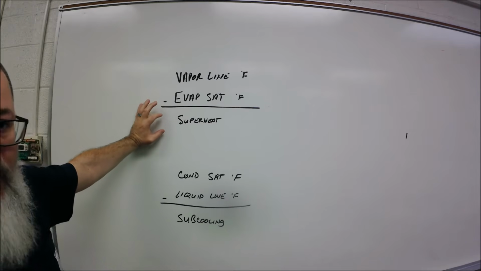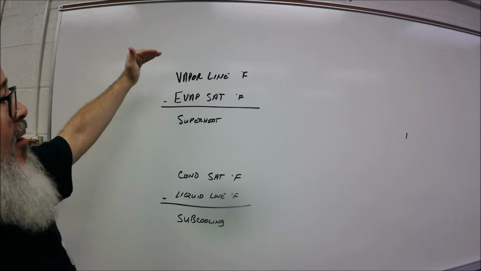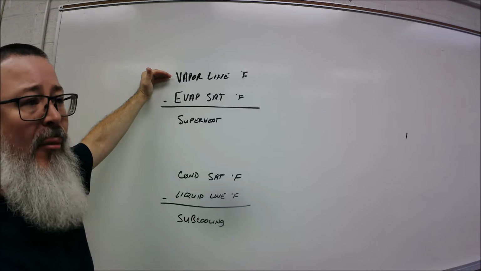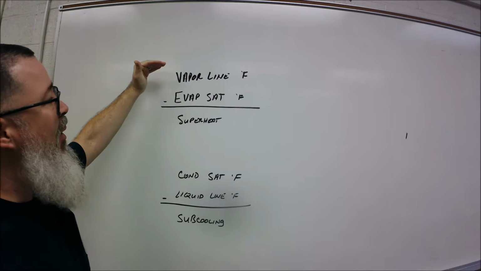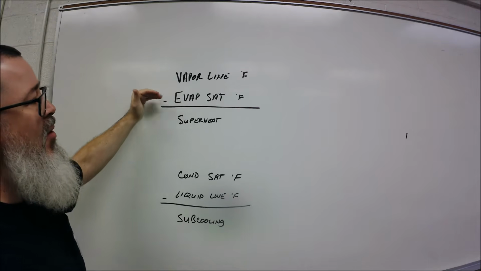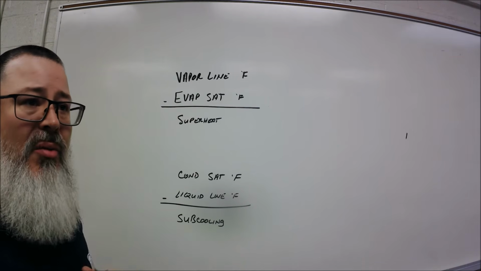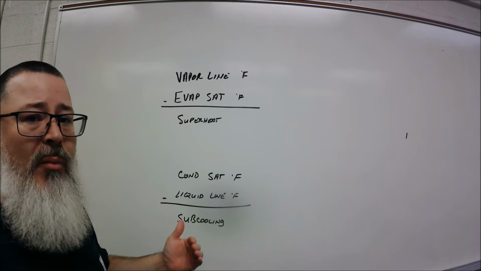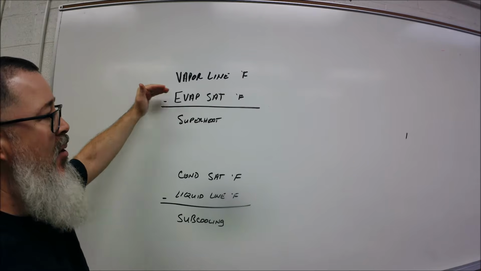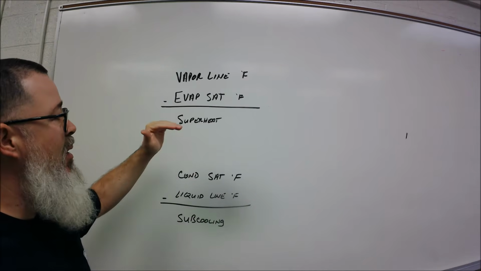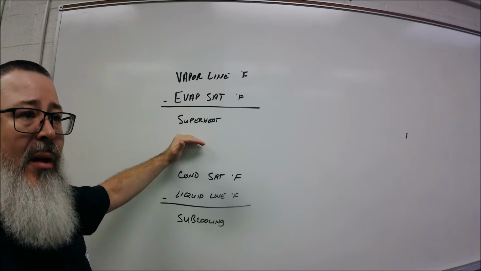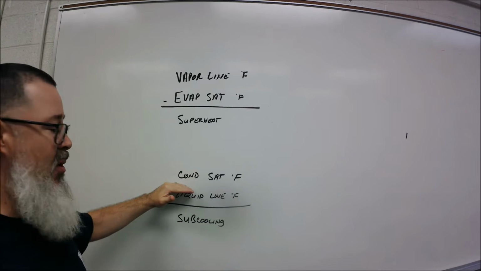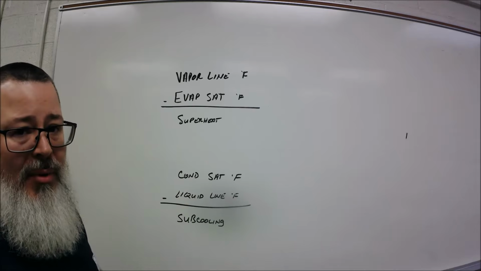The calculation for superheat uses our vapor line at the end of the low side, right before it goes into the compressor. It's the vapor line temperature minus your evaporator saturation temperature that you get from your gauge. Based on the pressure, you'll have a certain saturation point. Vapor line minus your evaporator saturation temperature gives you superheat. That's the formula. Subcooling is our condenser saturation temperature minus the liquid line temperature.